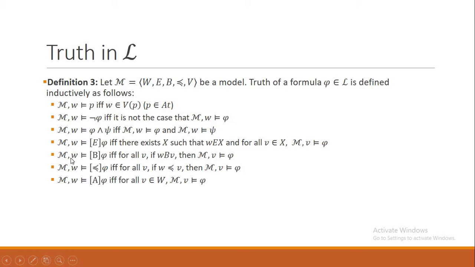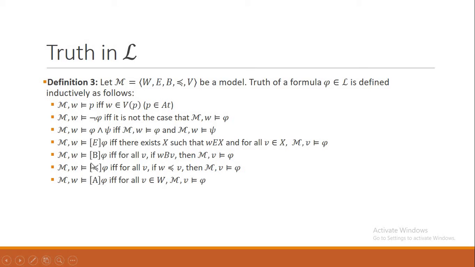Now, B phi is true in M and W if and only if for all worlds V, if V is accessible to W by B, then phi is true in M and V. This is just like the usual modal operators, how we define truth for them.